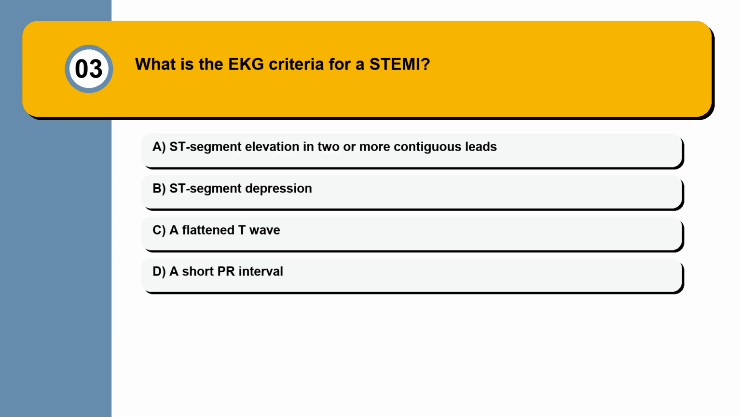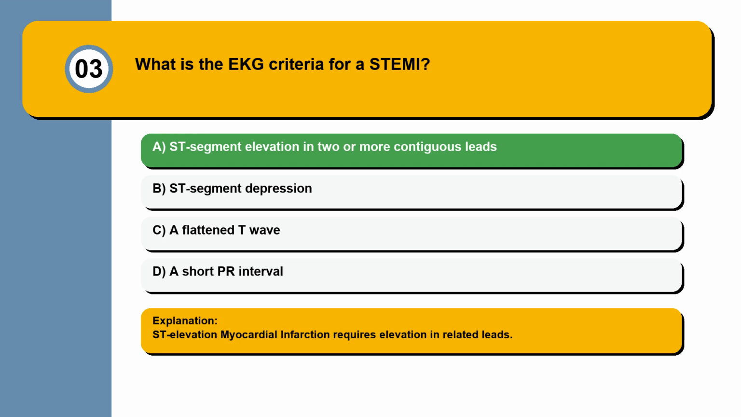Question 3. What is the EKG criteria for a STEMI? ST segment elevation in 2 or more contiguous leads. ST segment depression, a flattened T wave, a short PR interval. ST elevation myocardial infarction requires elevation in related leads.